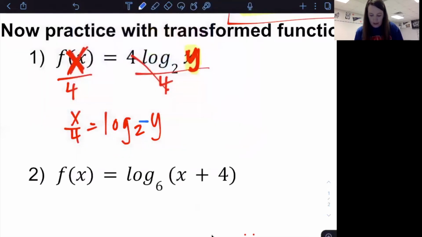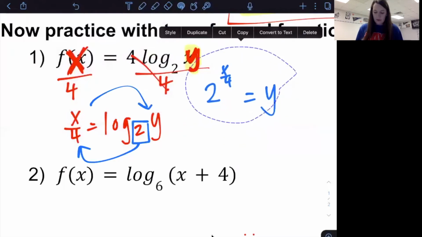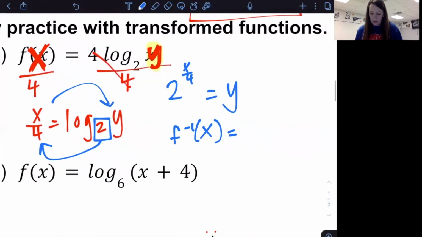So we're going to start right here with the base. So I have a base of 2 across the equal sign, so 2 raised to the x over 4 power equals y. And just like that, we've got our y isolated. So I can rewrite this as f inverse of x equals 2 to the x over 4 power.